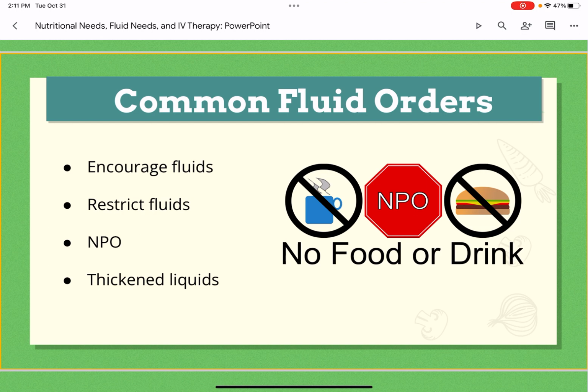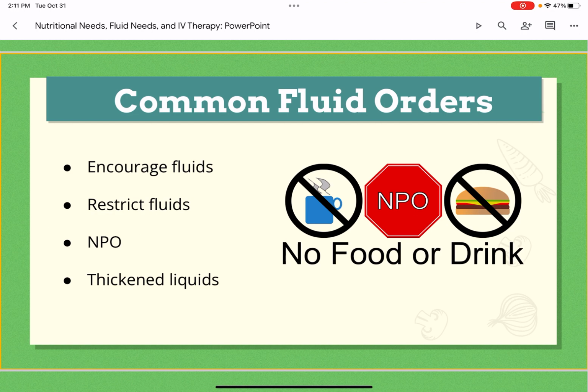Restrict fluids means that fluids are limited to a certain amount. It's used to manage edema, kidney failure, and heart failure. NPO means the person cannot eat or drink anything. It's used before surgery and some diagnostic tests.